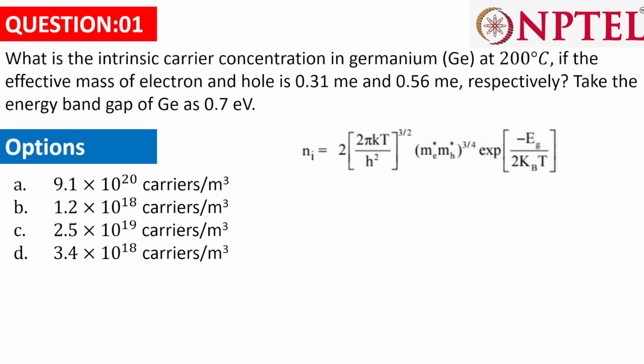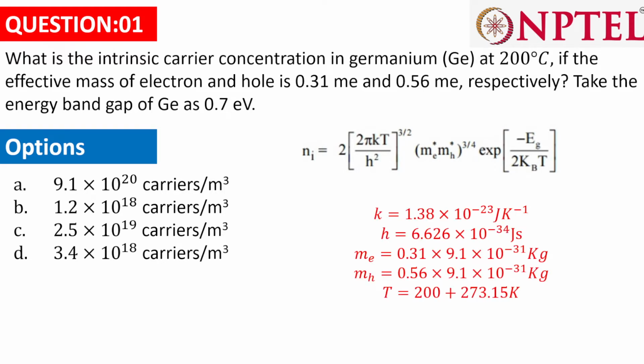We have to find out Ni. Yeah, you need to find out Ni, but I am asking about T. What value of T will you keep? 200 plus 273, right, 473. Great. So we need to convert it into Kelvin.